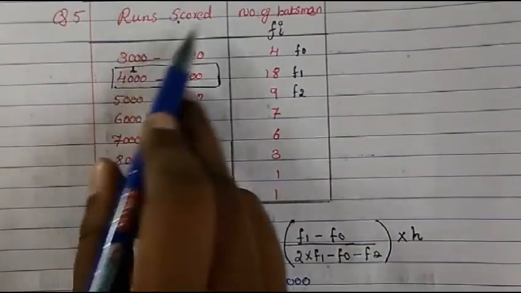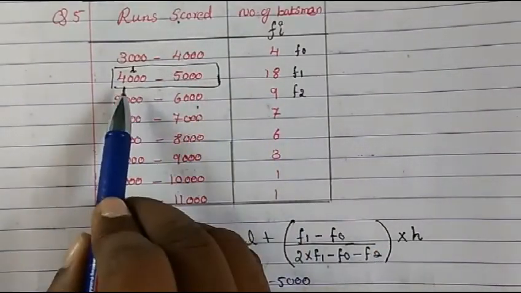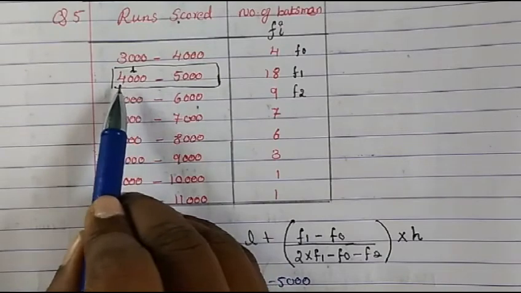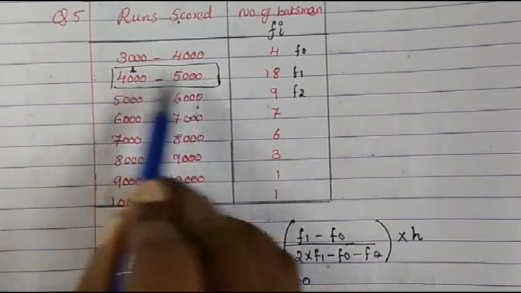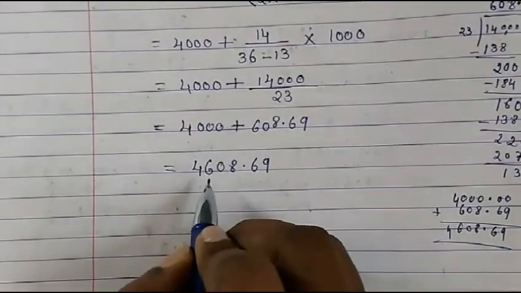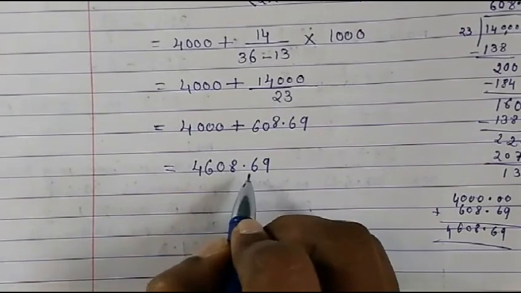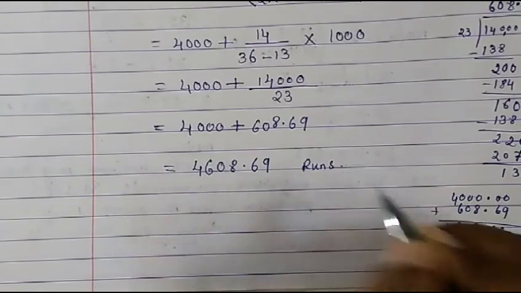This is what actually the runs scored. So the maximum runs scored, highest frequency. I told you, the answer will come between 4 to 5,000. So our answer came, so most occurring, and mostly the runs scored were 4,608.69 runs. So that's our answer.